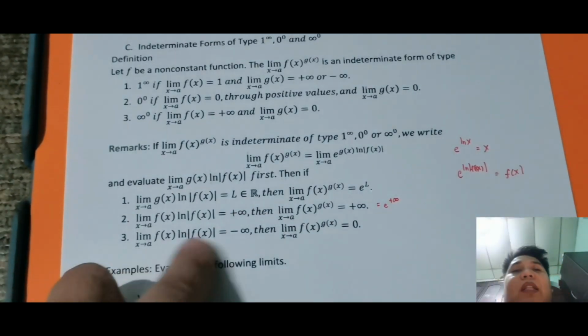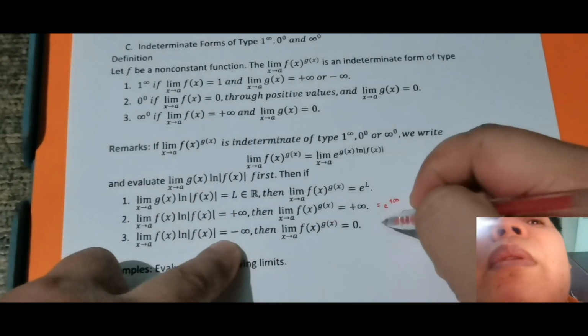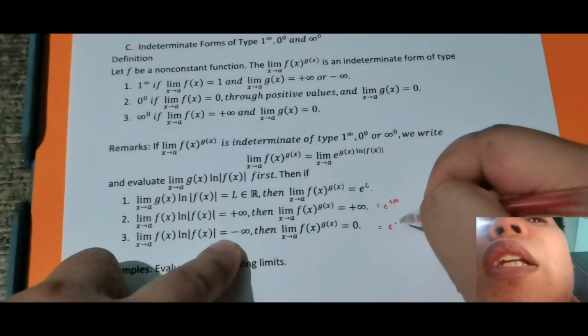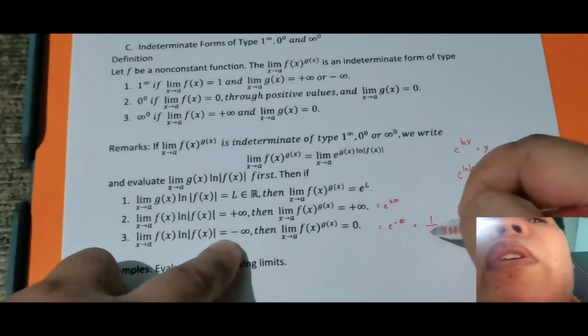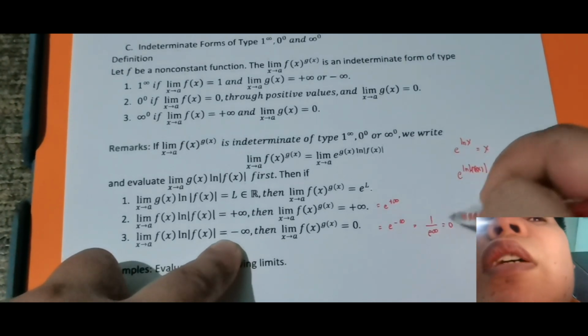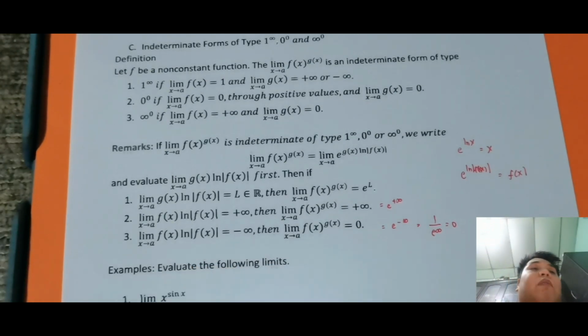Okay, next, if negative infinity, ito naman is just 0. So this is e raised to negative infinity, which is 1 over e raised to infinity, which is 0. Kaya siya nag-0. Yun yung dalawang klase na mangyayari dito.